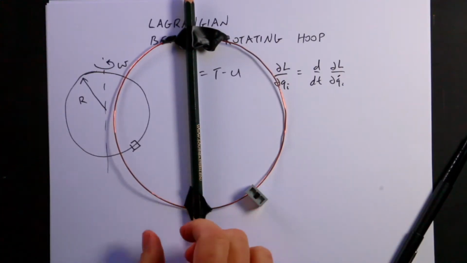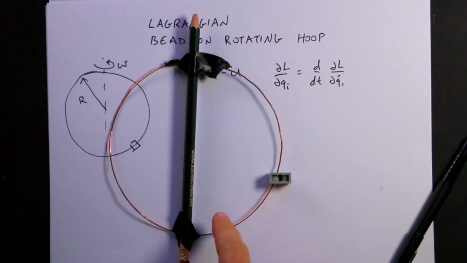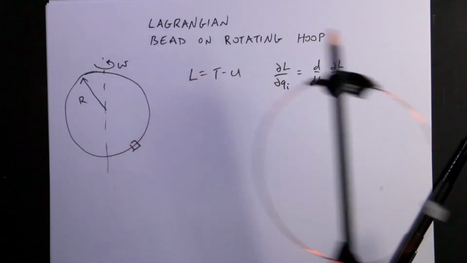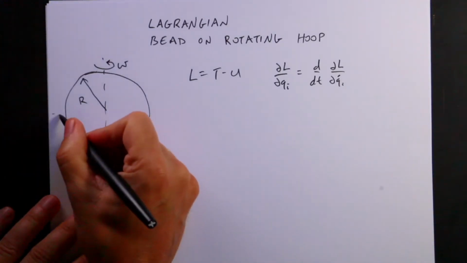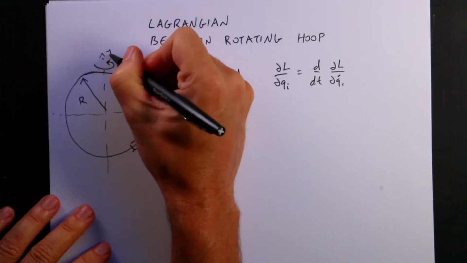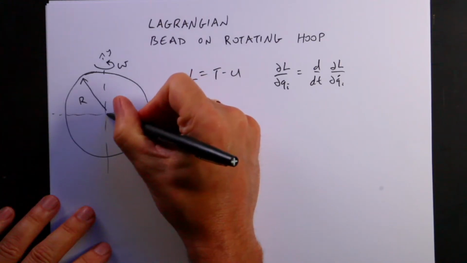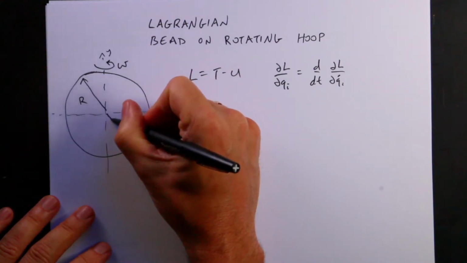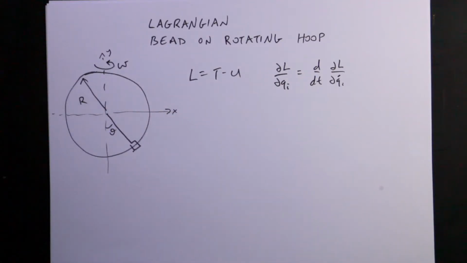So we can pick any coordinate that we want to describe this. I could have the arc length, but clearly it makes more sense to pick an angle to represent this. So let's move my model out of the way. Here's my bead. Let's call this the x-axis. Let's call this the y-axis. And then z will be out of the page. And then I'm going to call this the angle theta. So theta will be my degree of freedom.